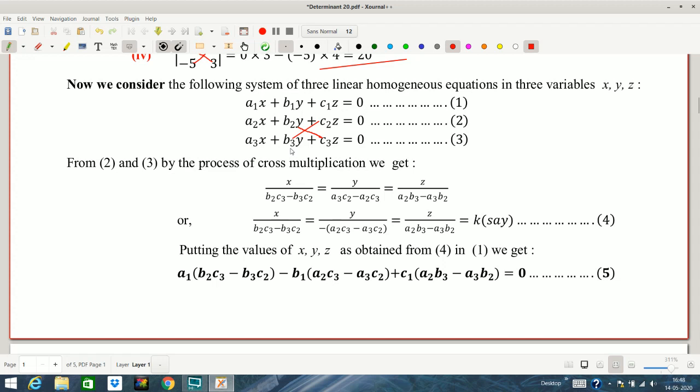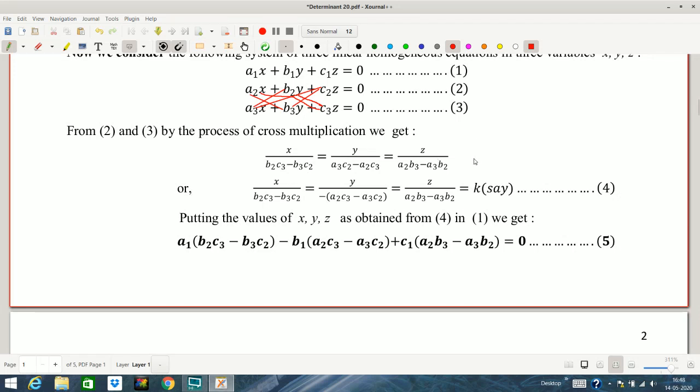But in this case, we multiply in reverse order. Here it comes a3c2 minus a2c3, equal to z by, we ignore the third column and again in previous order, a2b3 minus a3b2. So this is the process of cross multiplication, you learned in class 9. Here we have written the denominator of y slightly differently, taking minus sign common, and then each of the ratios equal to k say. Here k is not 0 because we have assumed x, y, z are not all 0.